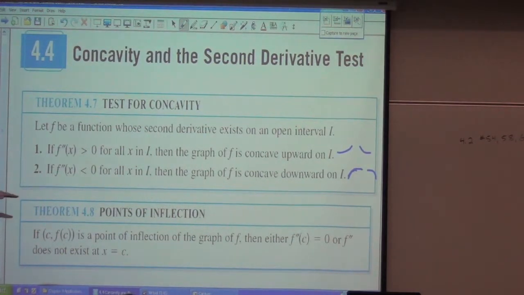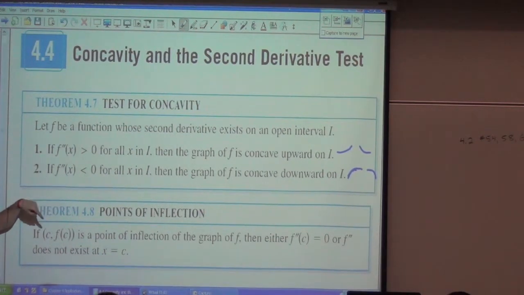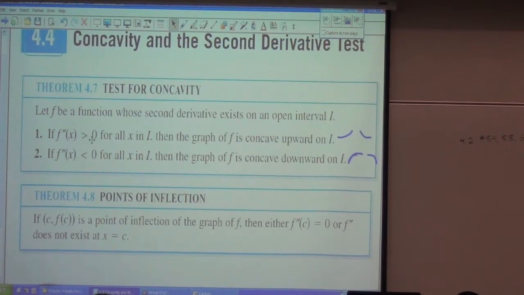And then a point of inflection is where something changes concavity. That's where the second derivative is 0 or undefined. So if the second derivative is 0 or doesn't exist, you have a point of inflection, much like maximums and minimums are where the first derivative is 0 or undefined. So second derivative positive, concave up; negative, concave down. If it equals 0, it could have a point of inflection.